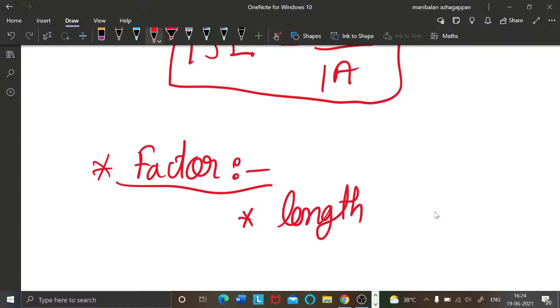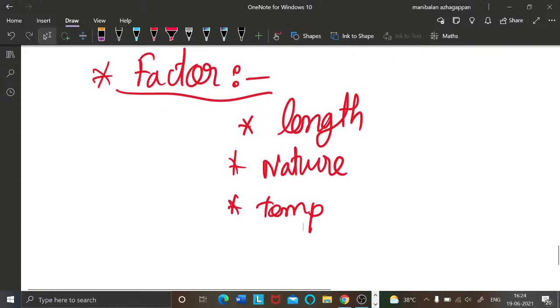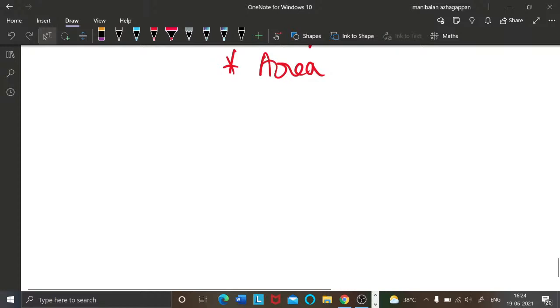The second one is the nature of the material, the third one is the temperature, and the fourth one is the area. These are the four factors affecting the resistance. First we will discuss length and area. First we will do length, and how it affects the resistance.